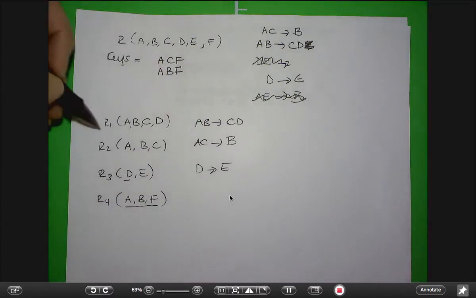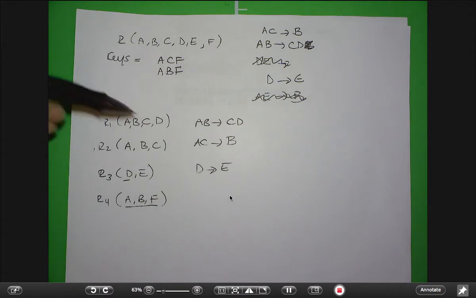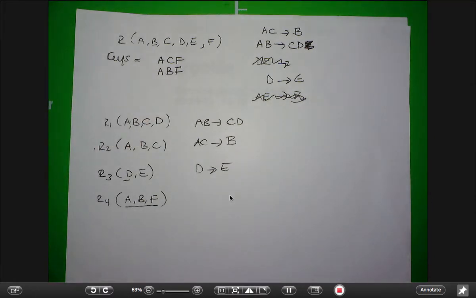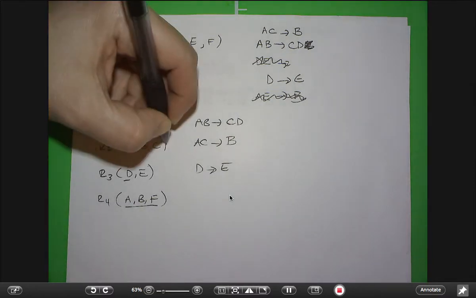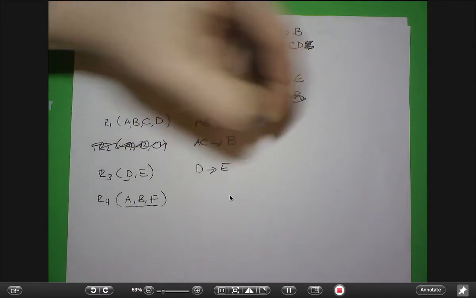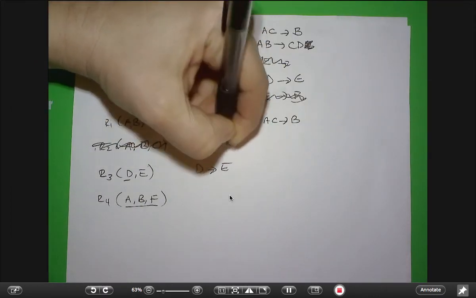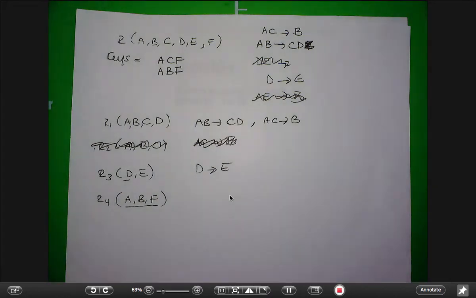Now, one thing you notice between R1 and R2 is that this is A, B, C, D, and this is A, B, and C. So there is no reason for me to store these separately, right? That's the second caveat: if one is a subset of the other, then get rid of that one. So I'm going to just add AC implies B here. I don't need to store that separately.